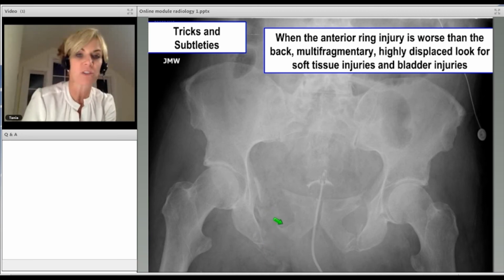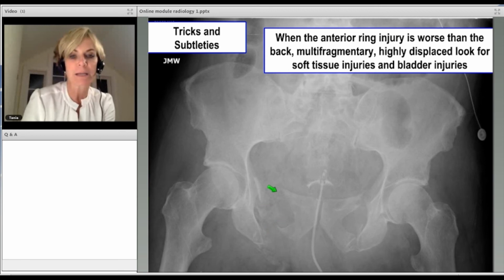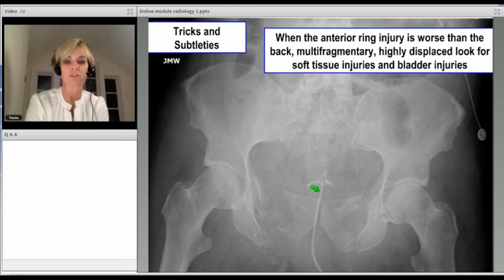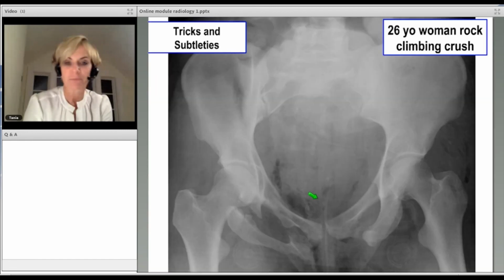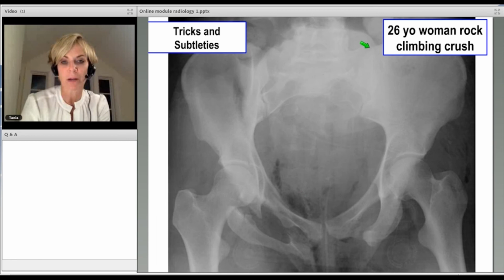These are often the result of a crush injury. Anytime I see a terrible injury in the front associated with a fairly mild appearing injury in the back, I look closely in the perineum for open injuries, and I'm very careful to look for any kind of urinary injuries. Here's another example of a woman who was crushed by a rock, and you can see virtually nothing going on in the back that we can tell, but look at all this air in her anterior tissues.